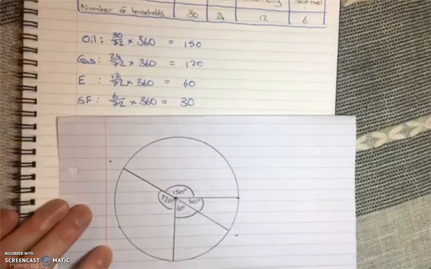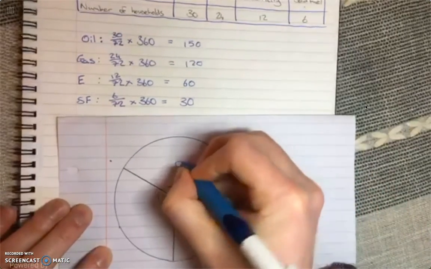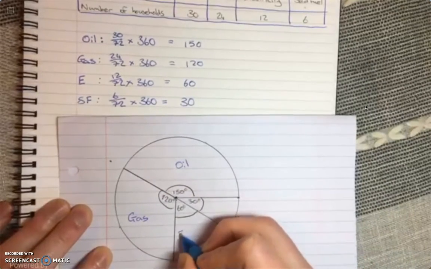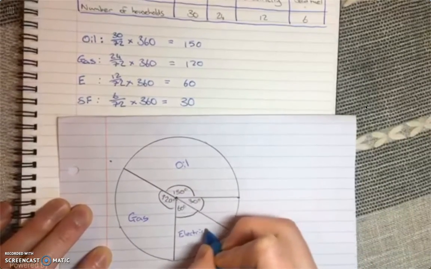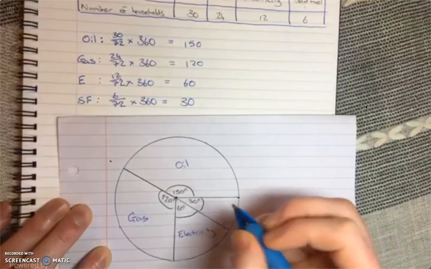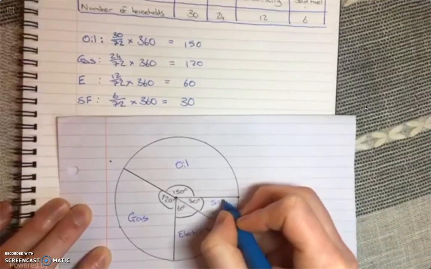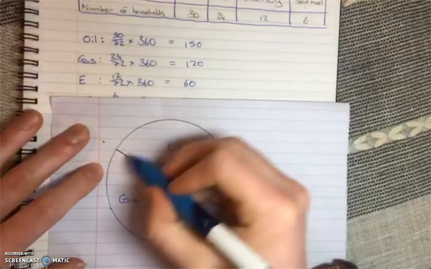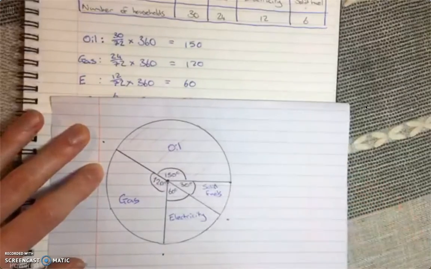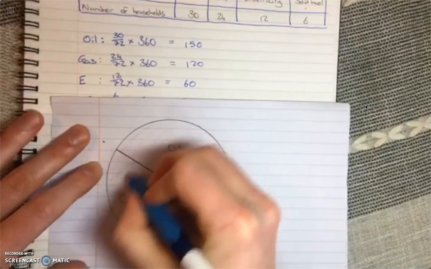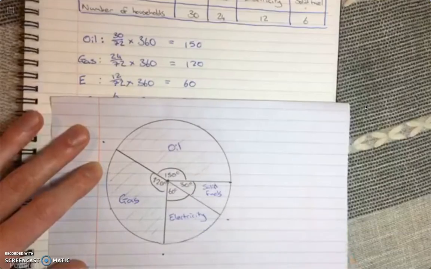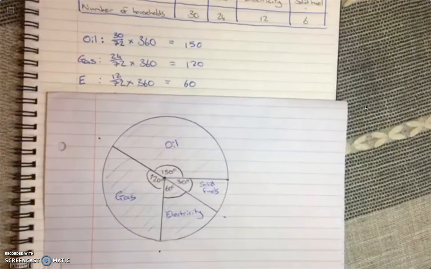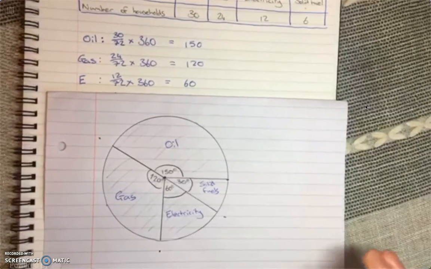And then just make sure that you name them all. So the 150 was oil, the 120 was gas, the 60 degrees was electricity, and the 30 degrees was solid fuels. If you want to make it pretty, by all means, if you want to color it in, that's completely fine, or just do some shading for the different degrees. I honestly don't mind. Not necessary, though. Okay, and that's you done. Okay, that's the question completely done.